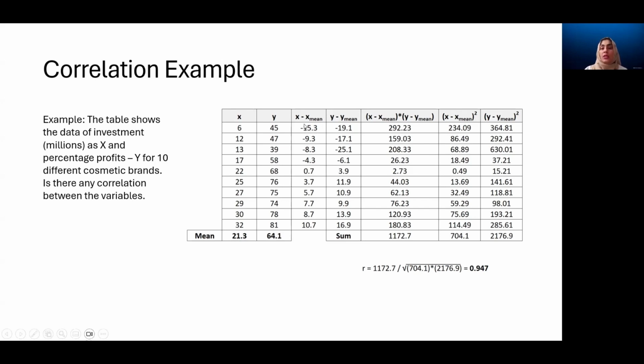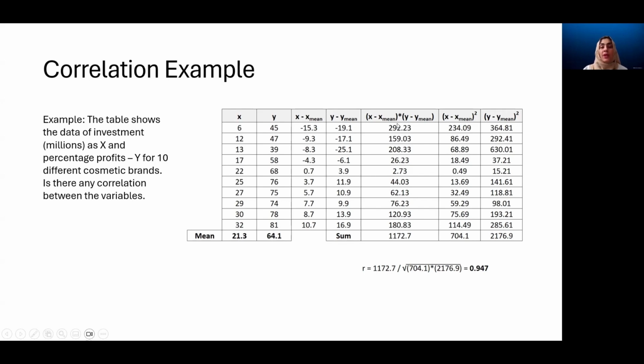So then we calculate the deviation. This X minus X bar is basically the deviation of every value from its mean. So this is 6 minus 21.3. This is 12 minus 21.3, and we get these values here. Same is for the y values.